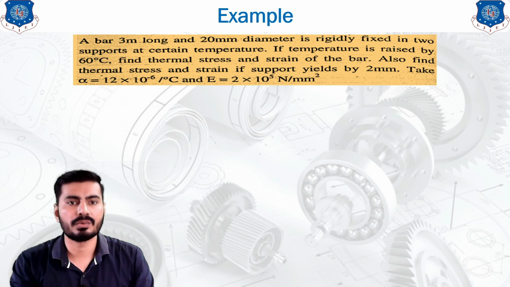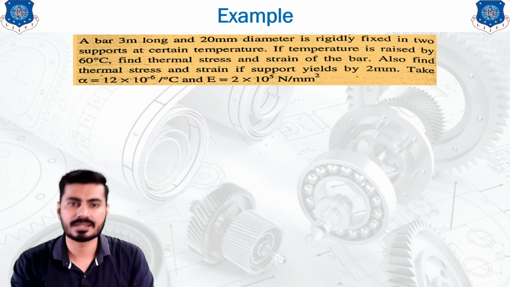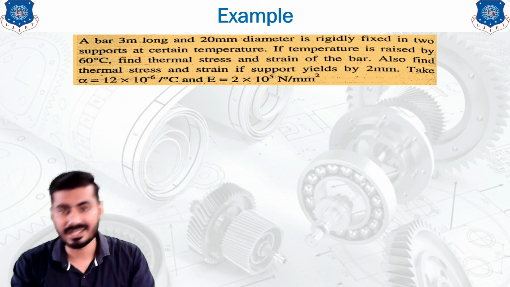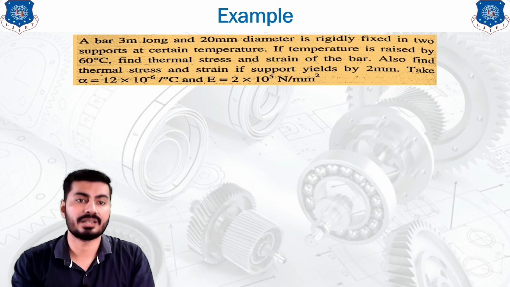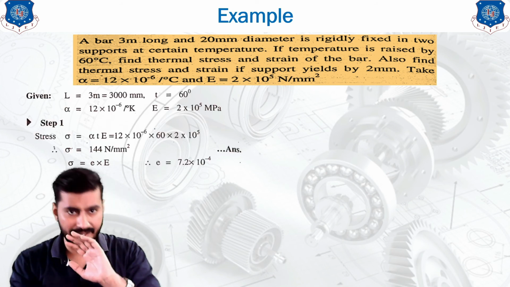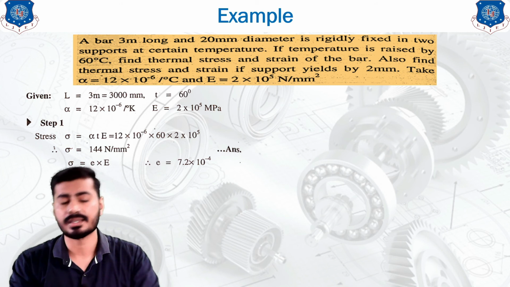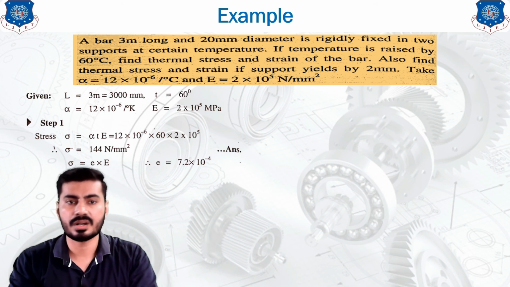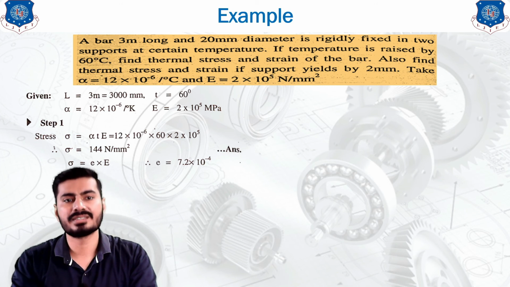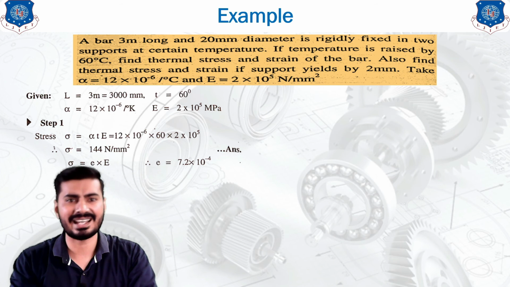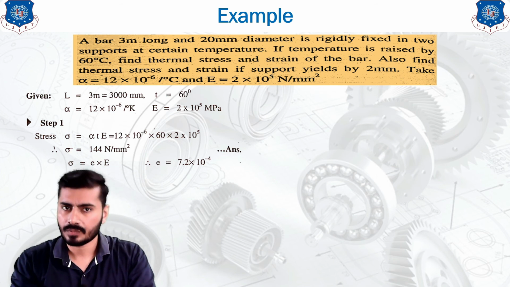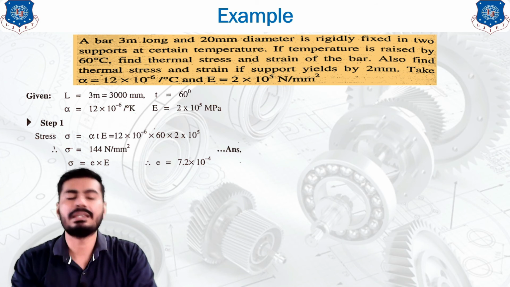Take alpha equals 12 into 10 raised to minus 6 per degree centigrade, and E is also given. Now what will we do? We will take the given data like this. Capital L is 3 meter. We will convert it into mm, like 3000 mm. Alpha is 12 into 10 raised to minus 6 per degree Kelvin or degree centigrade, both are the same, no difference. T is given as 60 degree, E is also given.